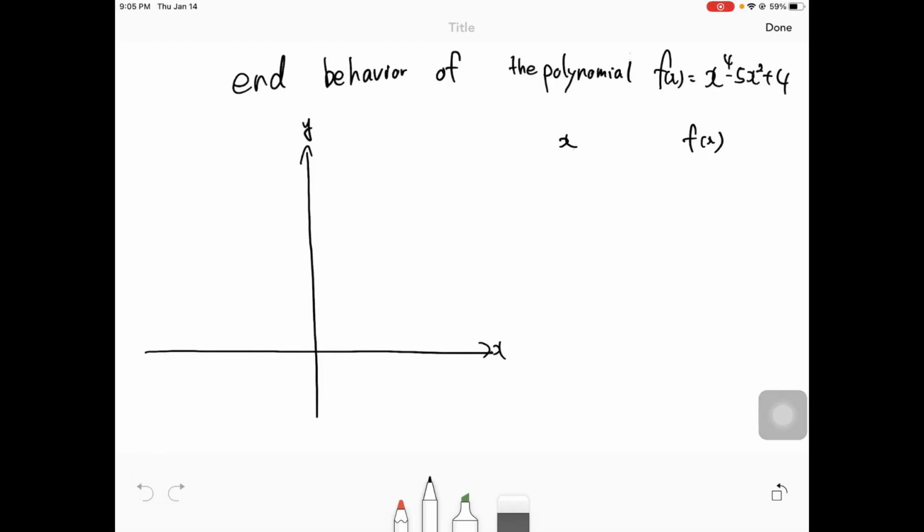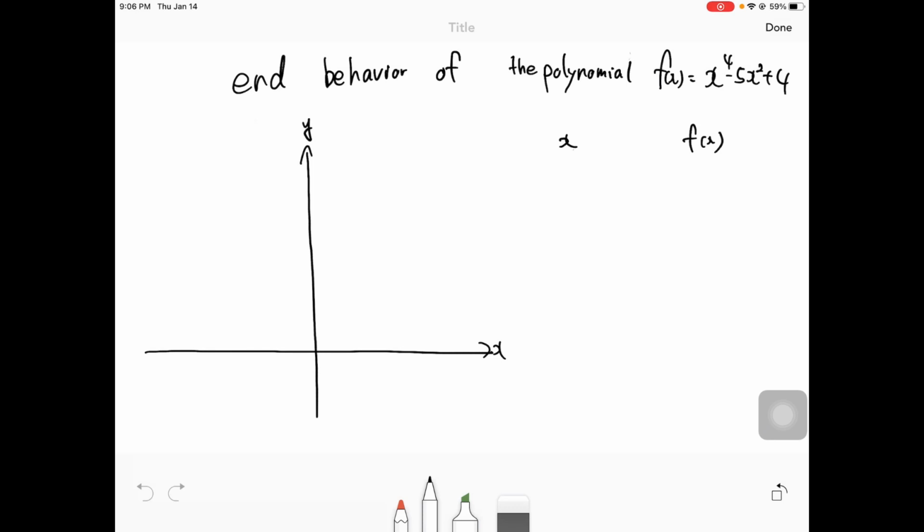This time, I'm here to explain about the question. What is the end behavior of the polynomial f of x equals x to the power 4, negative 5x squared plus 4? To solve this question, you need to know what a polynomial is. If you have no idea about polynomials, please check out my previous video first. So let's get started.